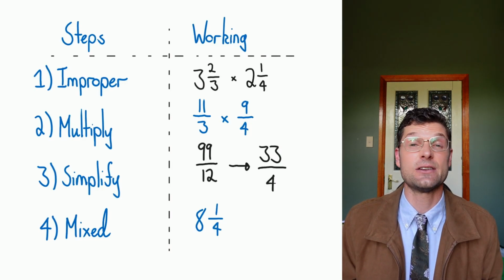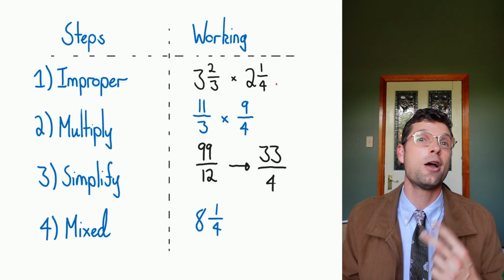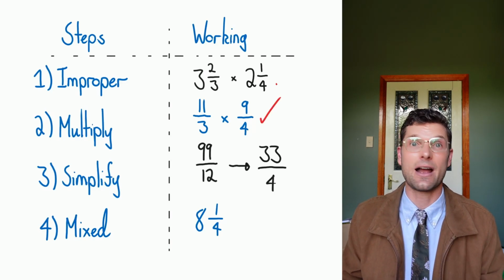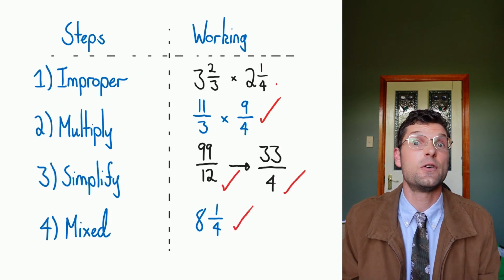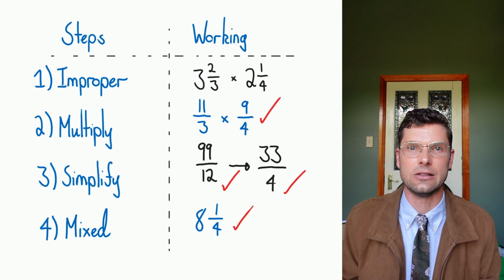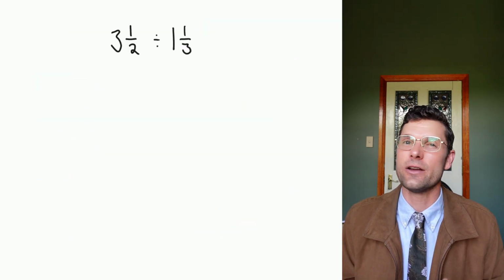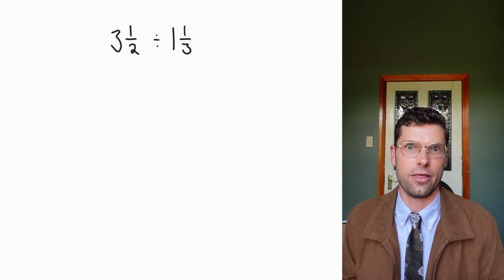The best thing about these questions is you get heaps of marks. You get 1 mark for converting into an improper fraction, 1 mark just for multiplying, 1 mark for simplifying, and then 1 mark for converting it back. So 4 marks for not a new skill, just a combination of skills that you've already learnt. And then I bet you can tell what's going to happen in this one. I've got 3.5 divided by 1 1/3.